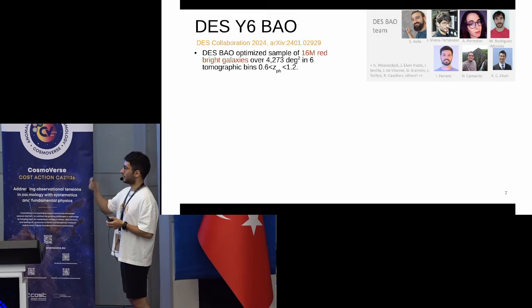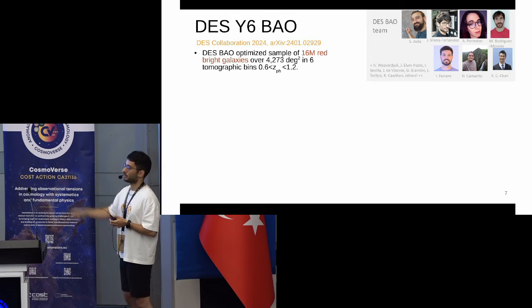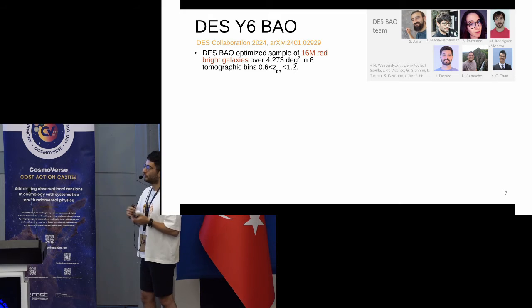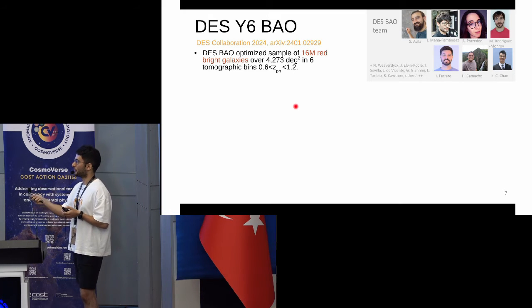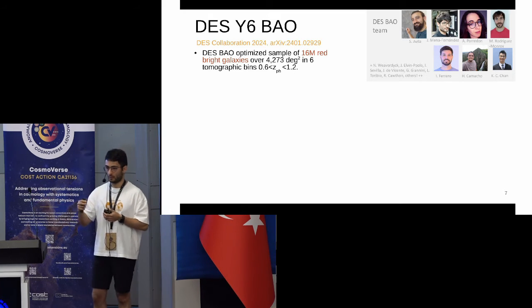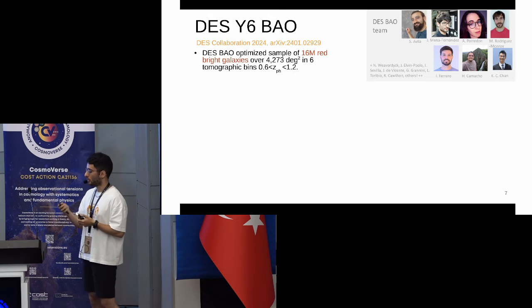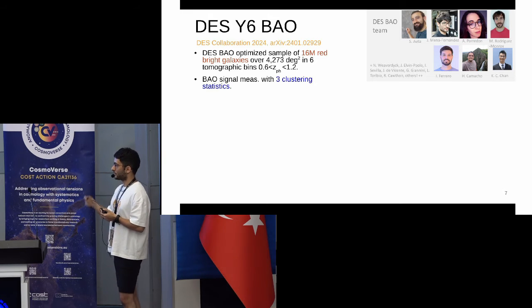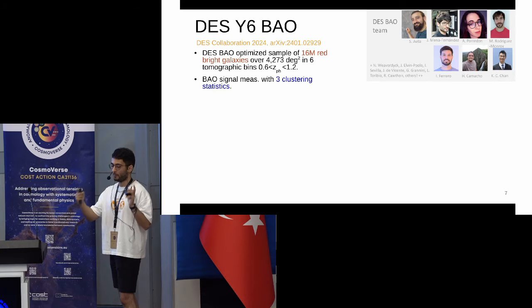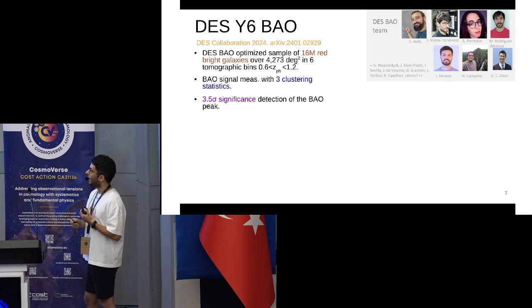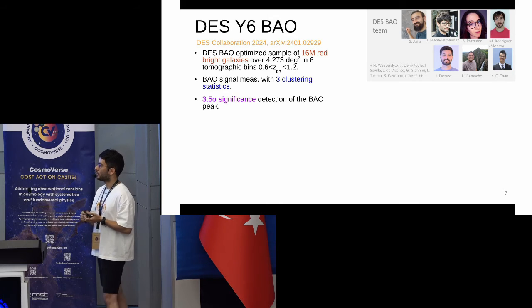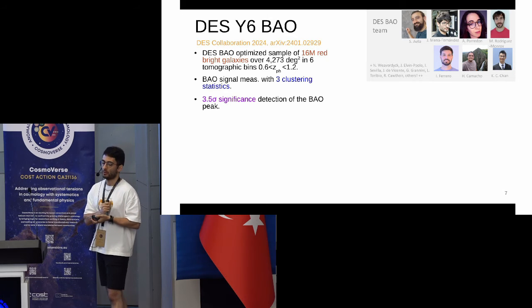In the end, we had a sample with around 16 million bright galaxies over around 4,200 square degrees in 6 tomographic bins from 0.6 to 1.2, meaning separated by delta z of 0.1. We measure the BAO signal with 3 different clustering statistics, and then we combine them all, taking into account their covariance estimated from simulations. And we found a 3.5 sigma significance detection of the BAO peak.